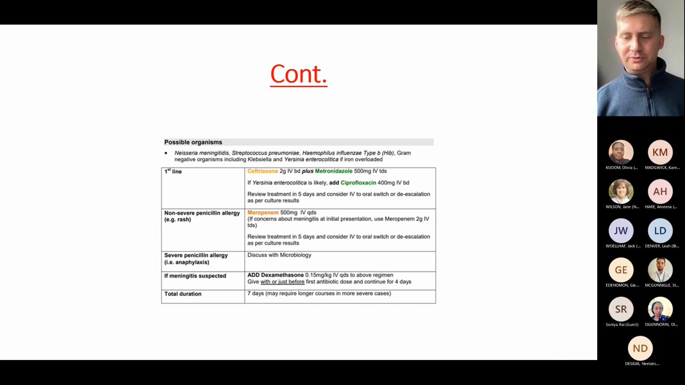So I just wanted to give you a very brief overview of antimicrobial guidelines. Yours will be on your own intranet. For things like possible meningism or septicemia, first line is ceftriaxone plus metronidazole. And if it's Yersinia, we usually add ciprofloxacin. But if they're allergic to penicillin, we'll give them meropenem. And we might add in dexamethasone. However, we usually discuss with microbiology anyway. And the course is usually 7 days.